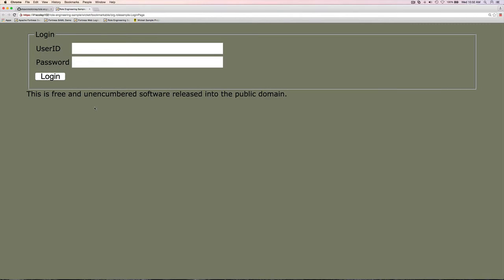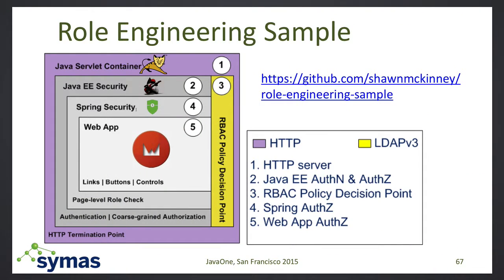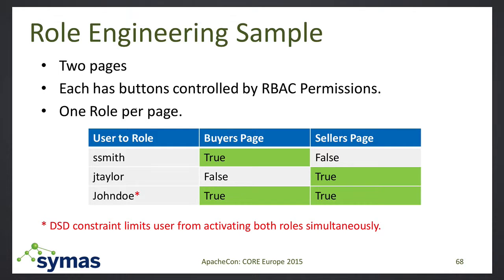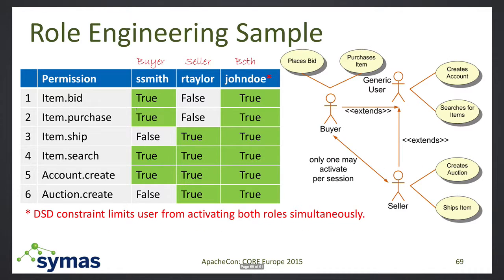Speaking of the policy, we have S. Smith, who is a buyer, J. Taylor, who is a seller, and John Doe, who's both. That is going to create a problem because we have a dynamic separation of duty constraint violation with that, so we'll see how that's handled. And then this is perhaps where the rubber hits the road, which is the user to permission mapping. You can see S. Smith and R. Taylor have some limits in what they can do, whereas John Doe is able to do everything with the DSD constraint. So let's go ahead and sign on as S.